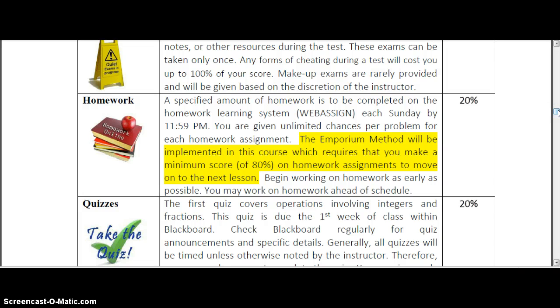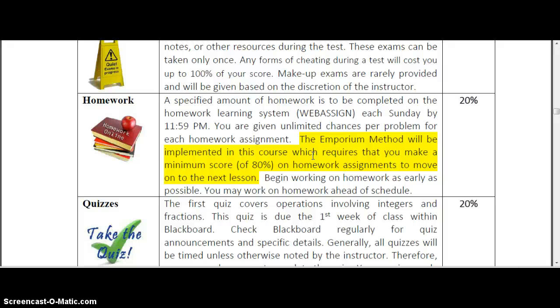Homework: a specified amount of homework is to be completed on the homework learning system, WebAssign, and your assignments have to be completed by Sunday at 11:59 each week. You are given unlimited chances per problem. However, for my online course, I am employing the Emporium method, which basically means you have to make a minimum score in order to move on to the next section. So you want to make sure that you're working on your homework assignments earlier on in the week so that you can move on to the next section at a good pace.